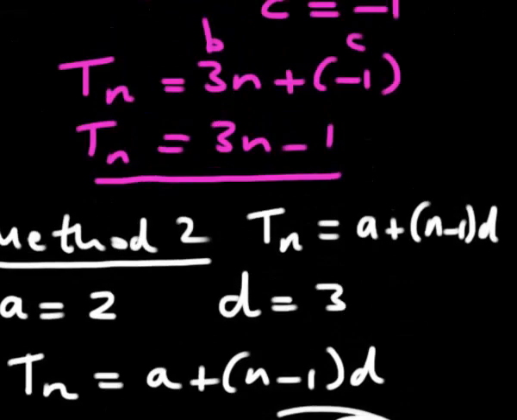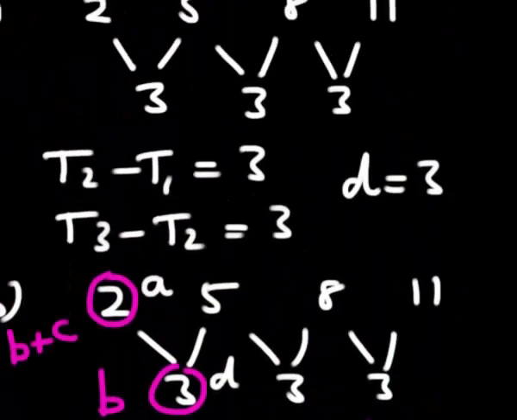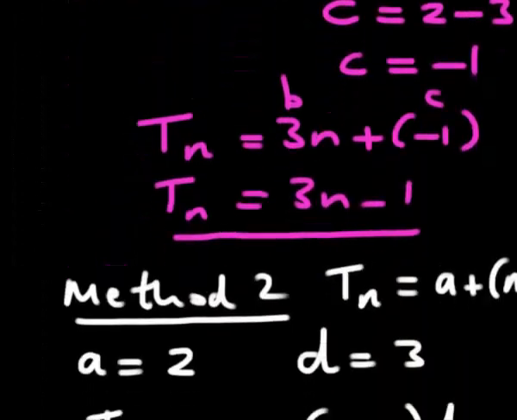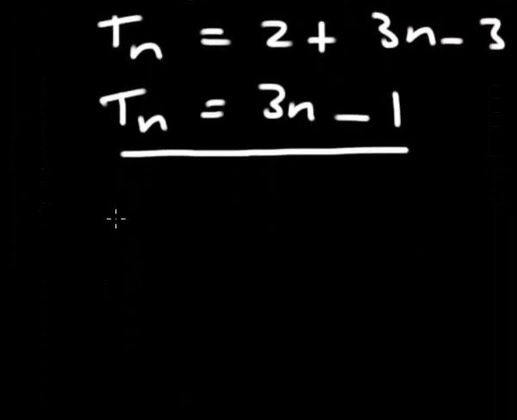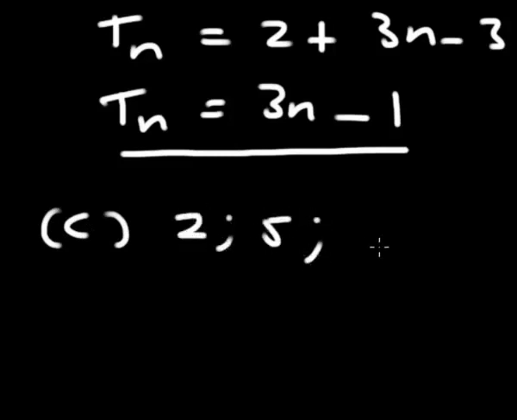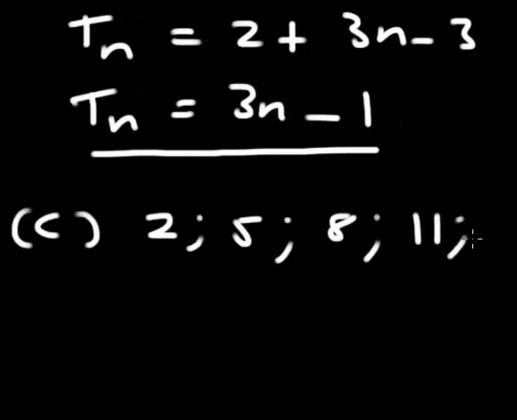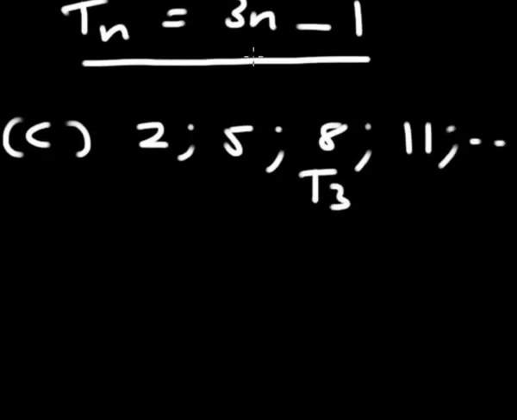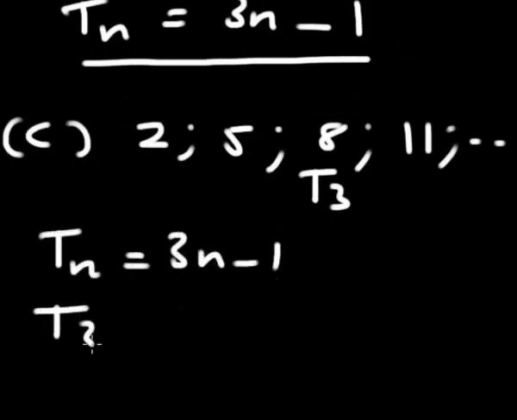Now notice it's pretty much the same. And then the third question said find the 100th term. Now the beauty of this general formula that we've got here is, if you want the third term, have a look at this: 2, 5, if I said to you, what is the third term? Well, you can see that it's 8. That's the third term. But the nice part of this general formula, Tn is 3n minus 1, is that it helps us to get the third term.